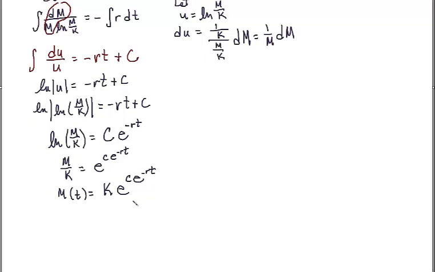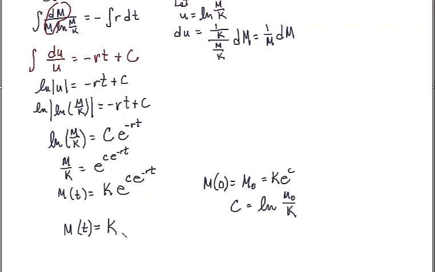I'm going to use my initial condition. My initial condition is just that M of 0 equals M naught, and if I plug this in, I'll get M naught equals K e to the C, and solving for C, I'll get that C equals the natural log of M naught over K. Therefore, when I plug this in and do a little bit of algebra, I'll get M of t is K times M naught over K, all raised to the e to the minus rt power, which is pretty ugly.